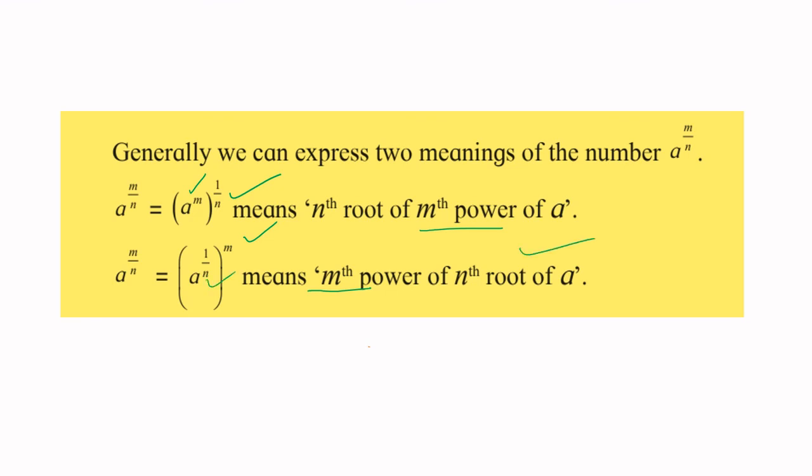ये आपको समझना है. और दिखने में दोनों सेम है. Answer may be same. If you substitute values, answer also will be same. So whenever there is rational format, it will be read as nth root. If it is not rational format, 1 upon n format, we will read it simply as power. This is what is the fundamental here.